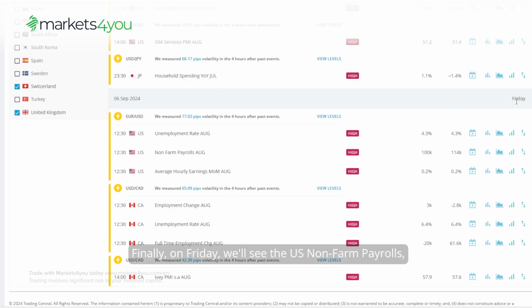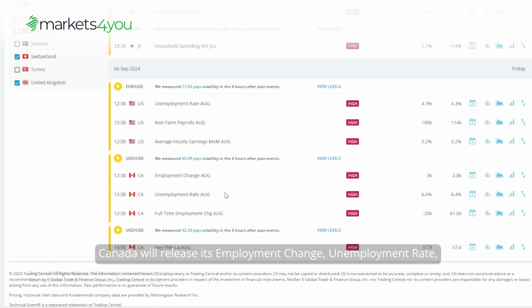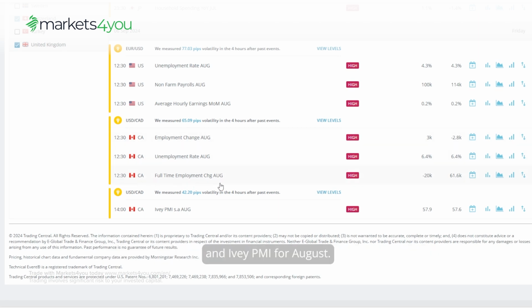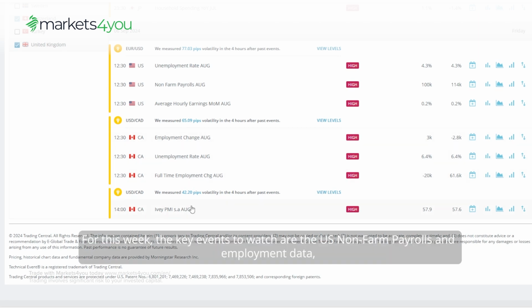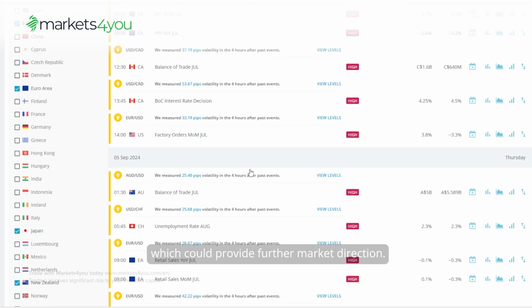Finally, on Friday, we'll see the US Non-Farm Payrolls, unemployment rate, and average hourly earnings for August. Canada will release its employment change, unemployment rate, and IVEY PMI for August. For this week, the key events to watch are the US non-farm payrolls and employment data, along with Canada's employment figures and Bank of Canada's interest rate decision, which could provide further market direction.